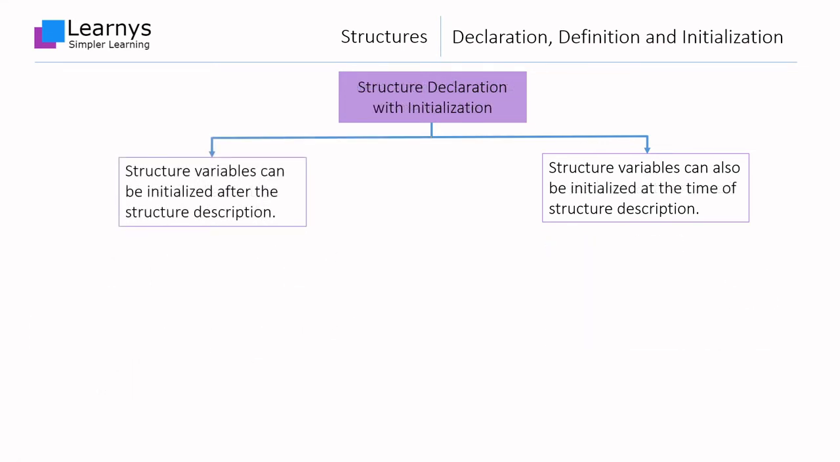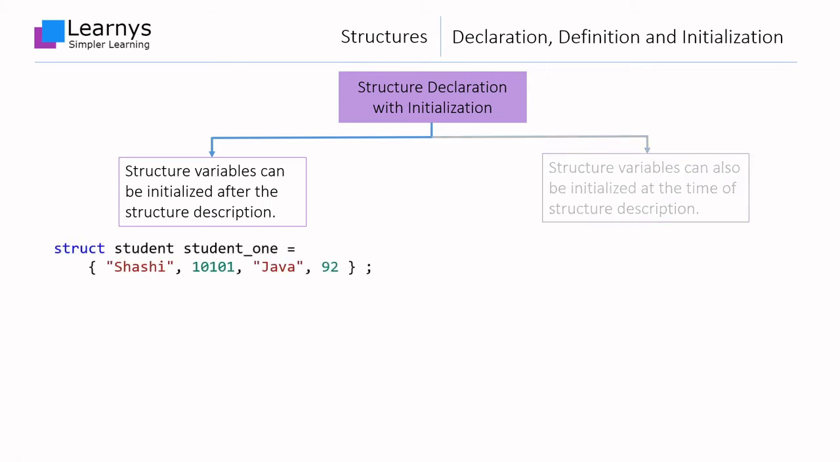There are two styles for initialization of a structure variable. In the first approach, the structure variable is initialized after the structure description. In the second approach, the structure variable is initialized during the stage of structure description itself. Let us see them one by one. This is how we initialize the structure variable after the structure has been described.